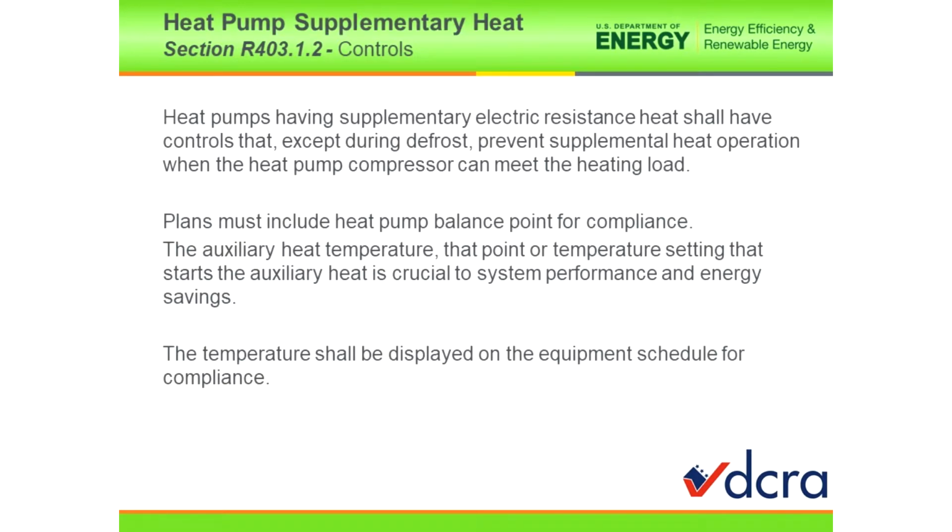supplementary heat. Now, this has been a pain so far for you guys to understand. This was in the 2012 code cycle. We couldn't enforce it then, but we're enforcing it now. So it says heat pumps having supplementary electric resistance heat shall have controls that, except during defrost, prevent supplemental heat operation when the heat pump compressor can meet the heating load. Plans must include heat pump balance point for compliance. The auxiliary heat temperature, that point or temperature setting that starts the auxiliary heat, is crucial to system performance and energy savings. The temperature shall be displayed on the equipment schedule for compliance.